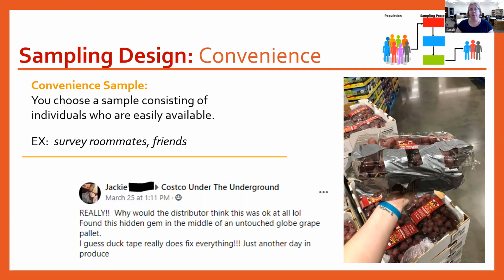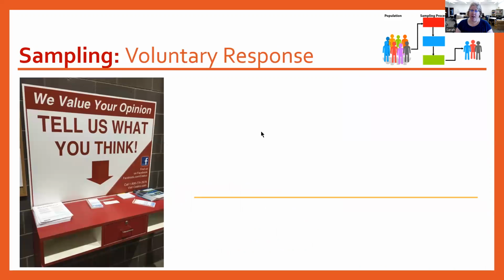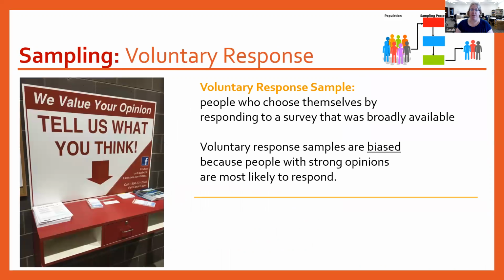All right, so this is one way of getting a bad sample. And this one is where you are still choosing people, but you're just taking the easy way out. The other way of getting a bad sample is a voluntary response sample.